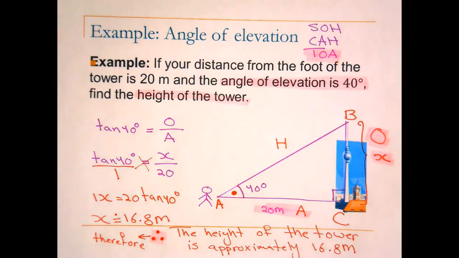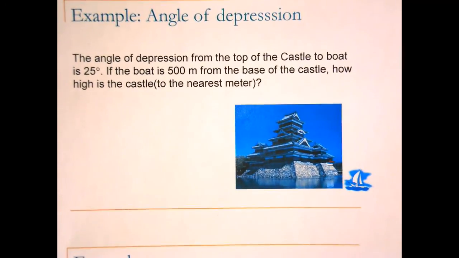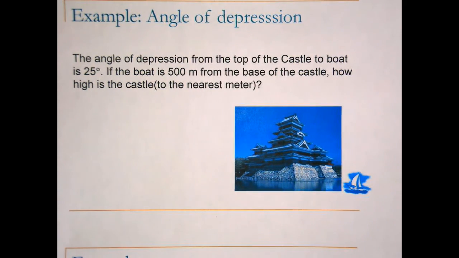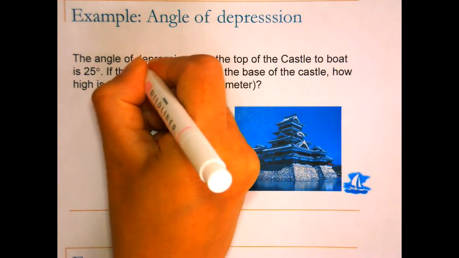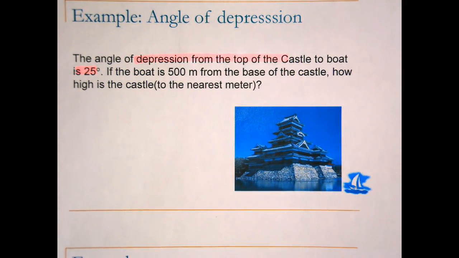Okay, let's move to another word problem, another example. The angle of depression from the top of a castle to a boat is 25 degrees. Now angle of depression, if you remember, means when you are looking down at an object. If the boat is 500 meters from the base of the castle, how high is the castle?